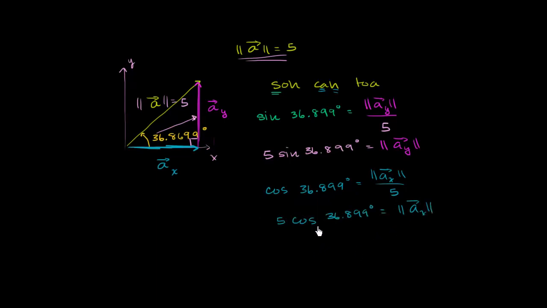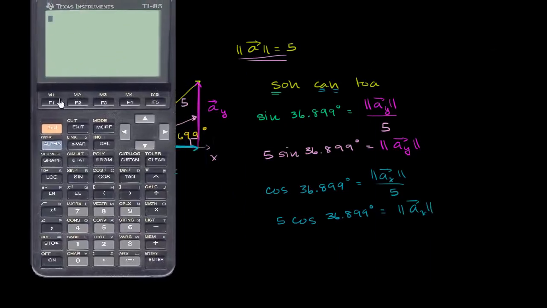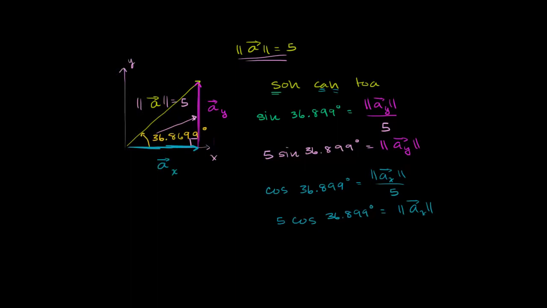So let's figure out what these are. Let me get my trusty TI-85 out. I want to make sure it's in degree mode. So let me check. Yep, we're in degree mode right over there. Don't want to make sure we're not in radian mode. Now let's exit that. And we have the vertical component is equal to 5 times the sine of 36.899 degrees, which, if we round it, is right at about 3. So the magnitude of our vertical component is equal to 3.